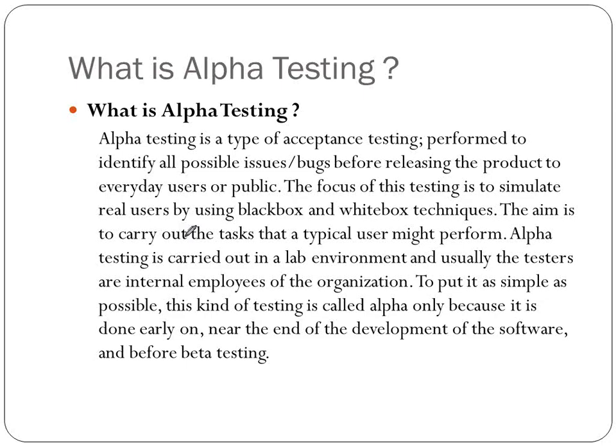So it's a type of acceptance testing performed to identify all possible issues and bugs before releasing the product to the everyday user or public. Now, as we discussed a little while back, to store the database you have to pay money. You cannot have the same set of databases available in the lowest possible environment and the highest possible. So the capacity planner will identify a prod-like environment.